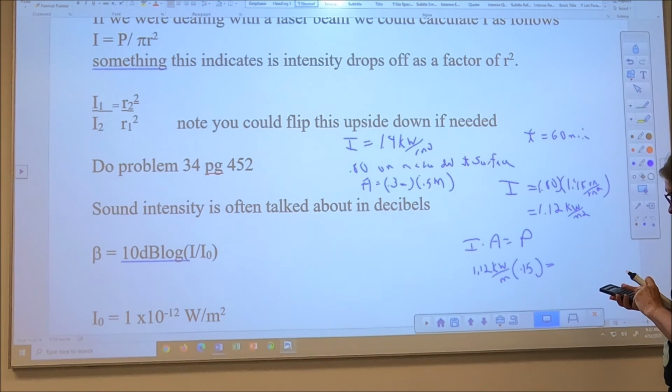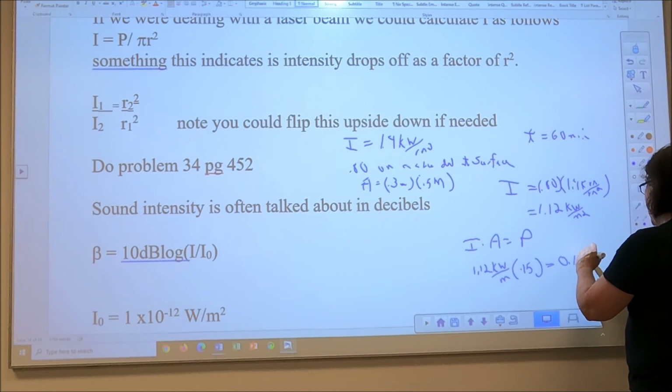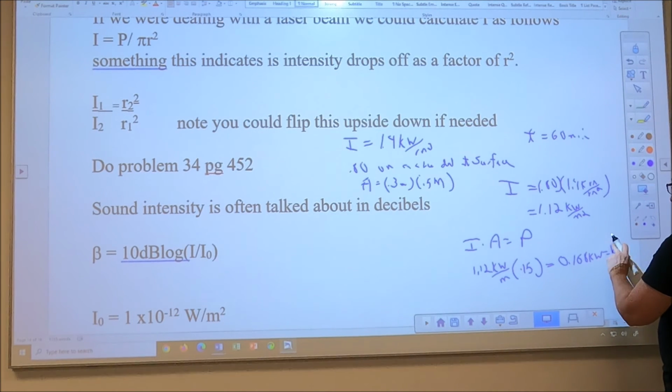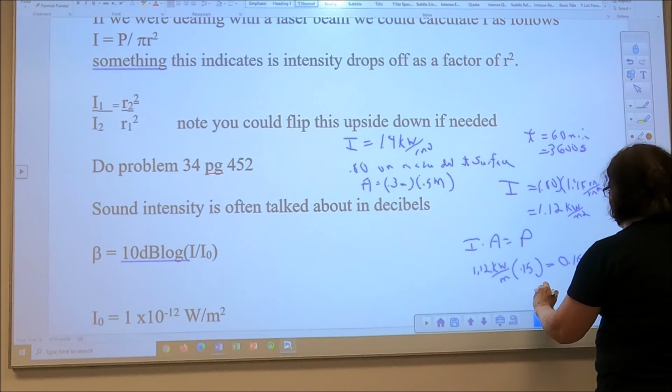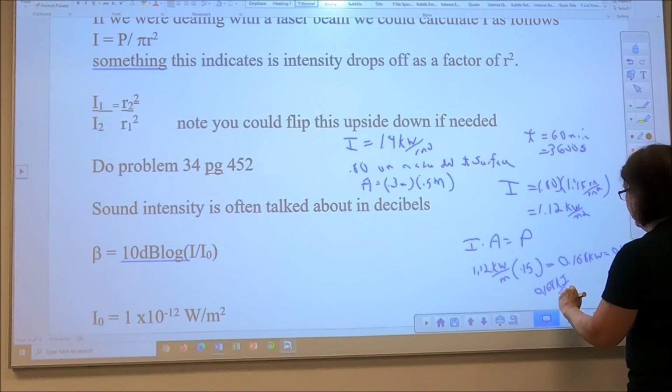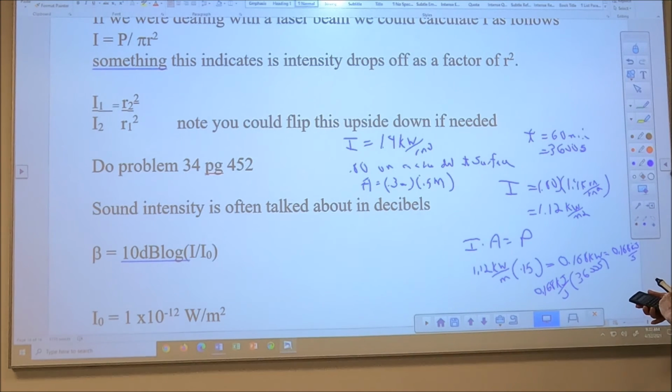So I get 0.168 kilowatts, which is, hold on, erase for a second. So what I have here is 0.168 kilojoules per second. Now 60 minutes times 60 is 3,600 seconds. So 0.168 kilojoules per second times 3600 seconds gives us 604.8 kilojoules of energy being absorbed.